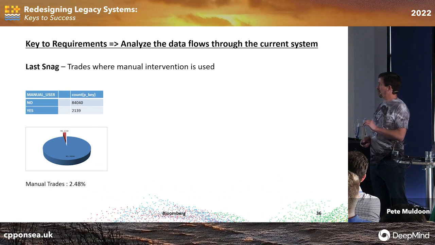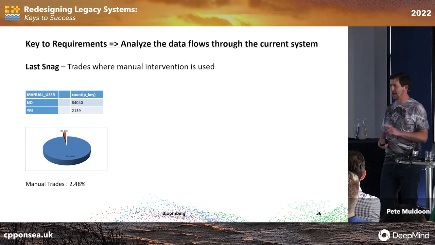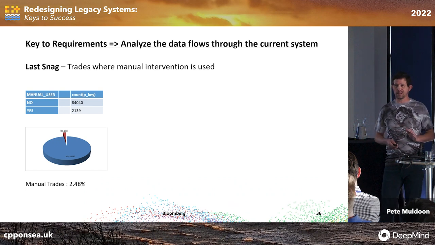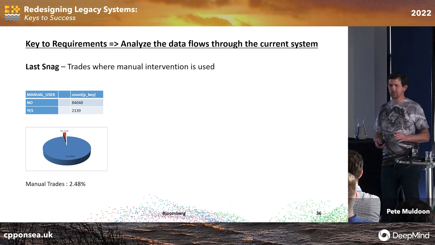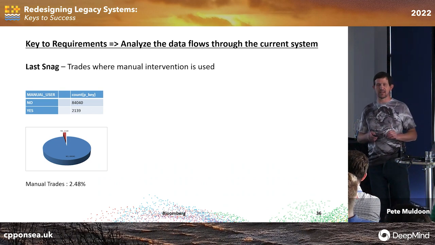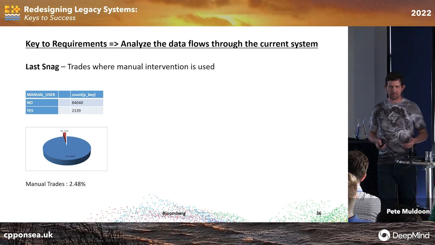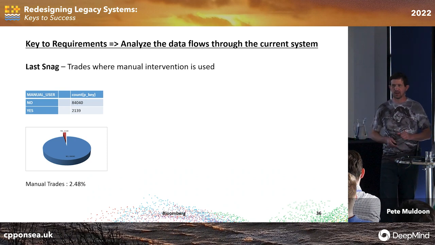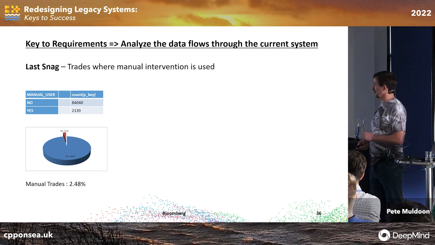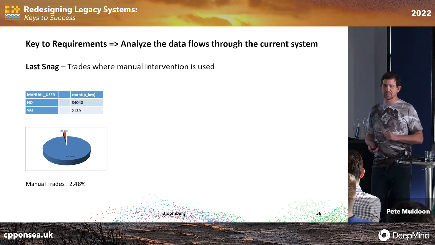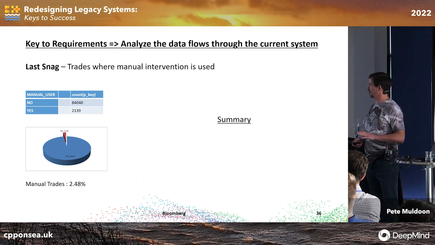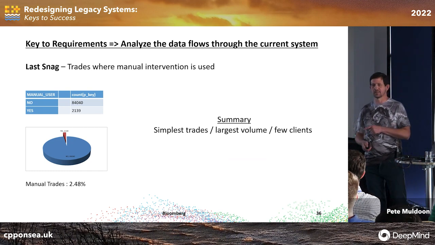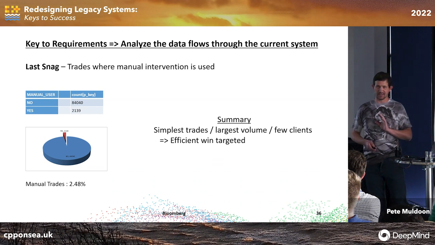Now, this part of the system where this manual intervention happened was another group in a really older part of the system who had no interest in helping me. Right? They had their own problems because it was a really old part of the system. So I could not get them to move, and I did not have the political capital to make them move. Right? But it occurred to me that if you need manual intervention, it's probably a low-volume client. And indeed, when I looked, I found out that none of the top five use these type of trades. So again, I'm clear to take these guys over. So in summary, the simplest trades had the largest volume and the fewest clients. So I think I have an efficient win targeted here, right?